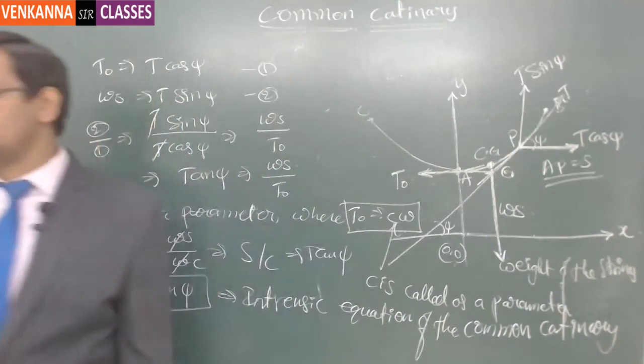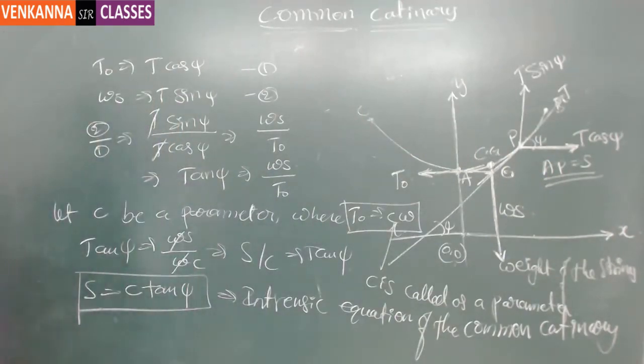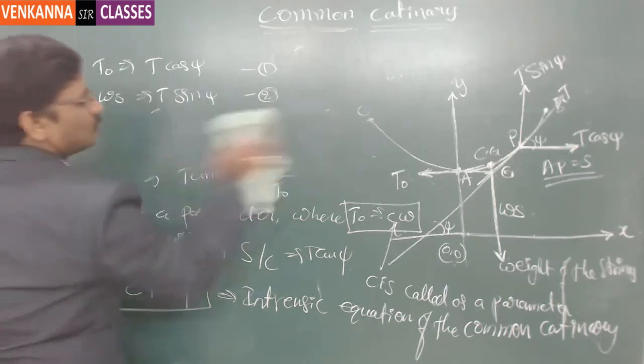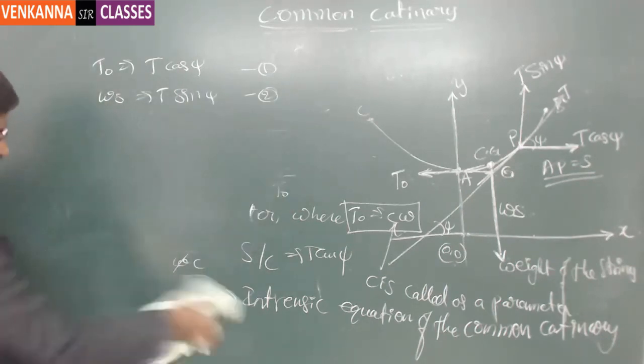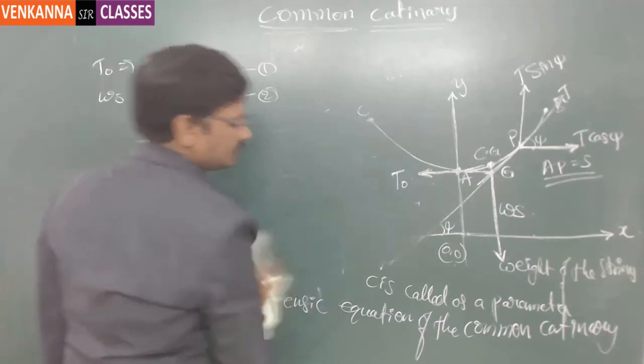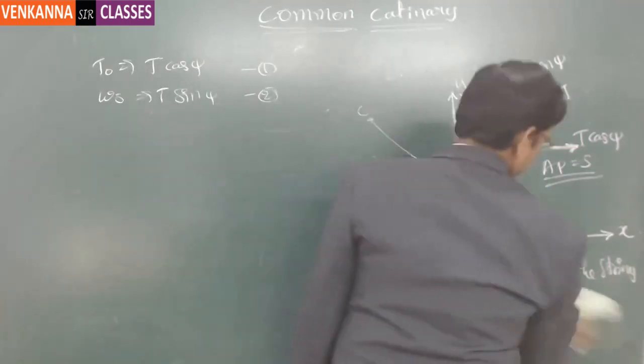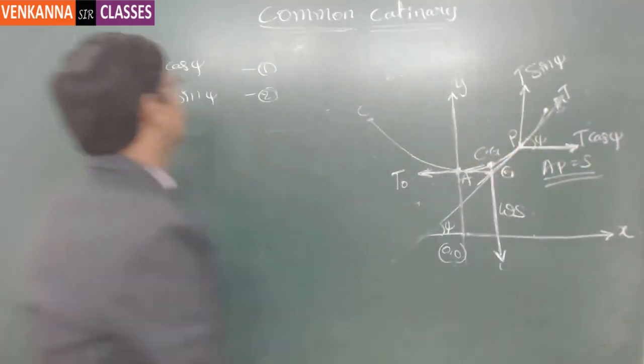So this is the intrinsic equation of the common catenary. You can note down: S is equal to C tan psi, where C is the parameter and psi is the angle made with respect to the x-axis for the tension. To be specific, we will put these things in words so that we can be very clear on this.